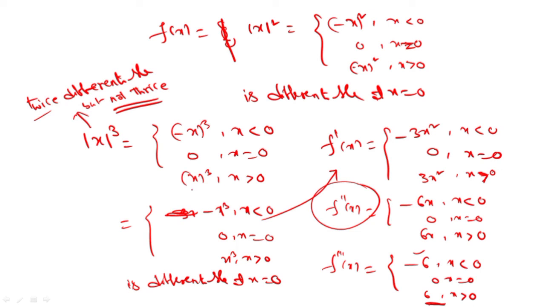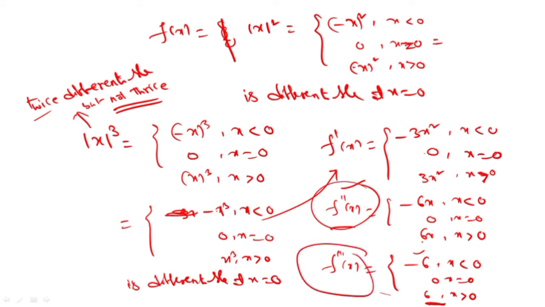f of x equal to mod x whole cube. In f double dash of x, by substituting x as 0 here, this will be 0, this will be 0, this will be 0. That is why this is twice differentiable. But in f triple dash, when we substitute 0 here, this is minus 6, this is plus 6. So LHD is not same as RHD, that is why this is twice differentiable, but not thrice.